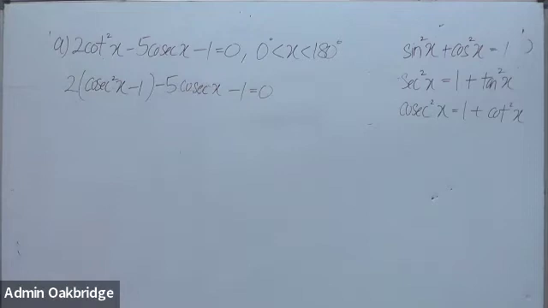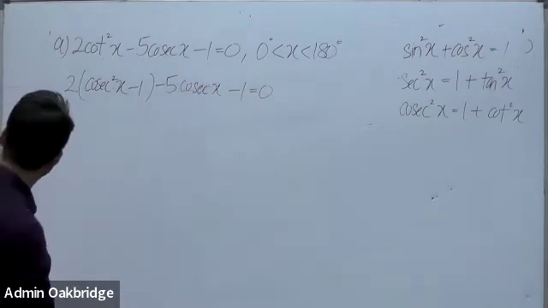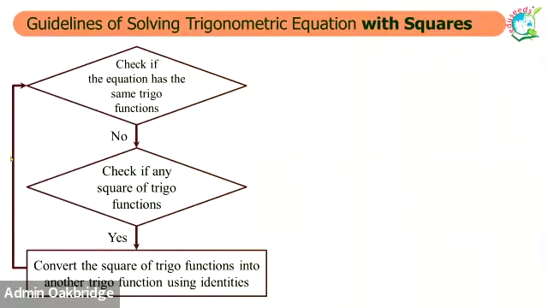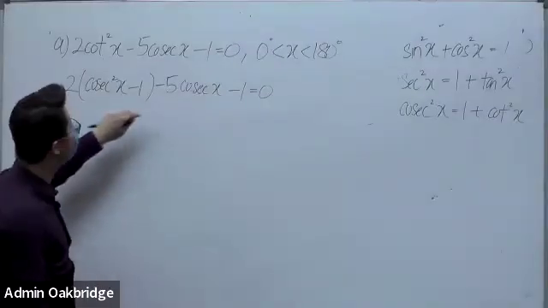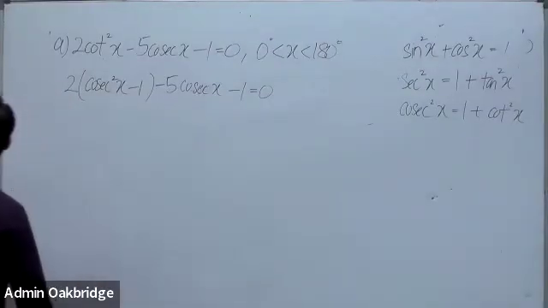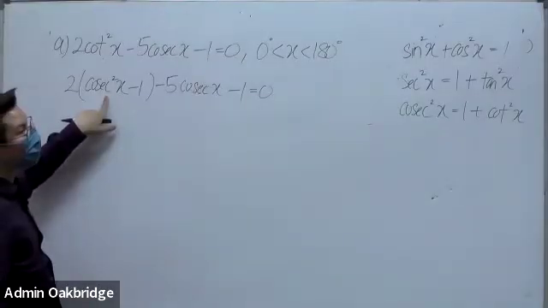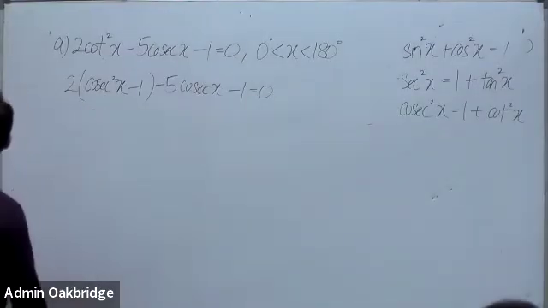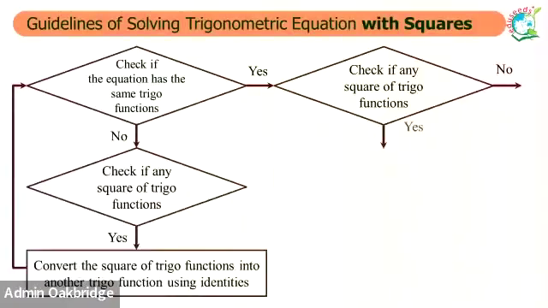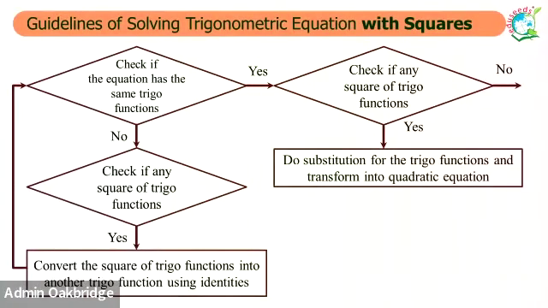Okay, so after you change this one, what you should do for the next step, you go back to check again. Does it have the same trigo function now? Yes, they do have the same trigo function. Okay, these two are the same. Then you can proceed. Check if any square of the trigo function. Yes, we do have the square also here. Then what do we do? Do the substitution. So let's do the substitution.